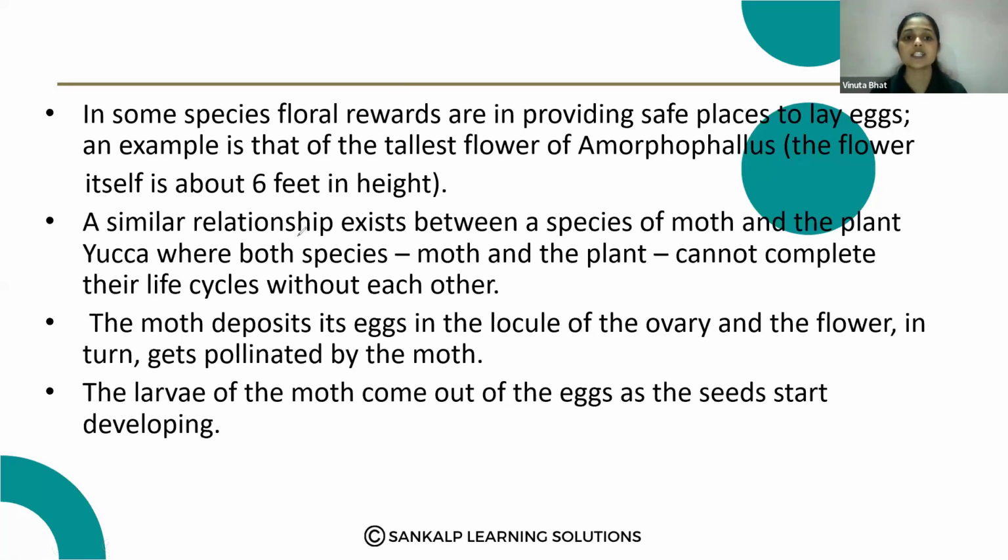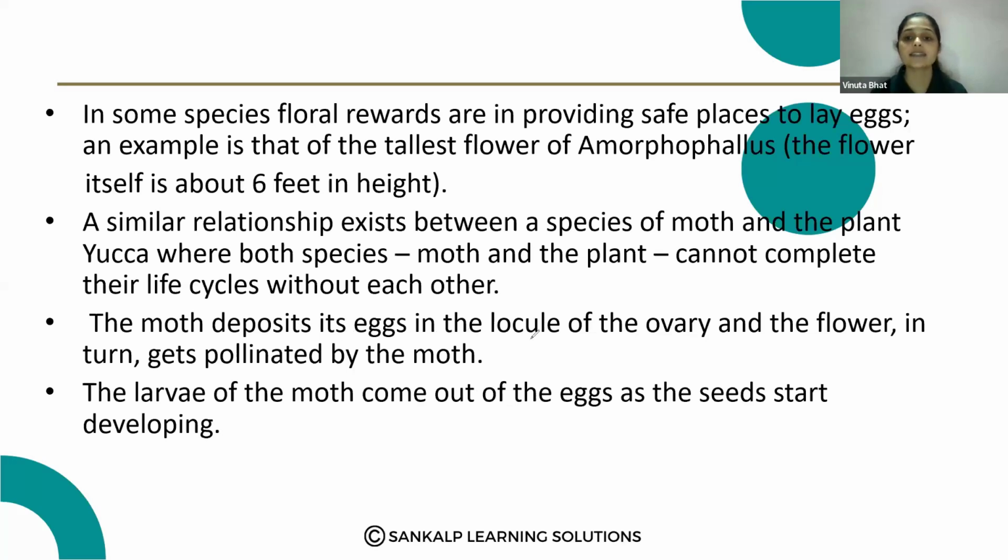A similar relationship exists in a very important one, yucca, and the moth species. Here the moth and the plant cannot complete their life cycle without each other. So the moth deposits its eggs in the locule of the ovary in the flower, and in turn the flower gets pollinated by the moth. So here the moth and the yucca plant have a mutual relationship. They cannot complete their life cycle without each other.